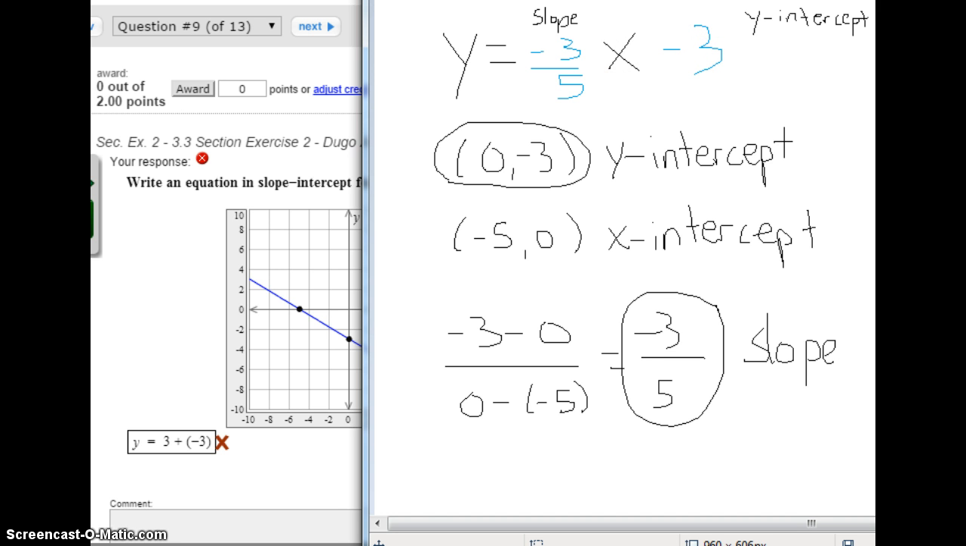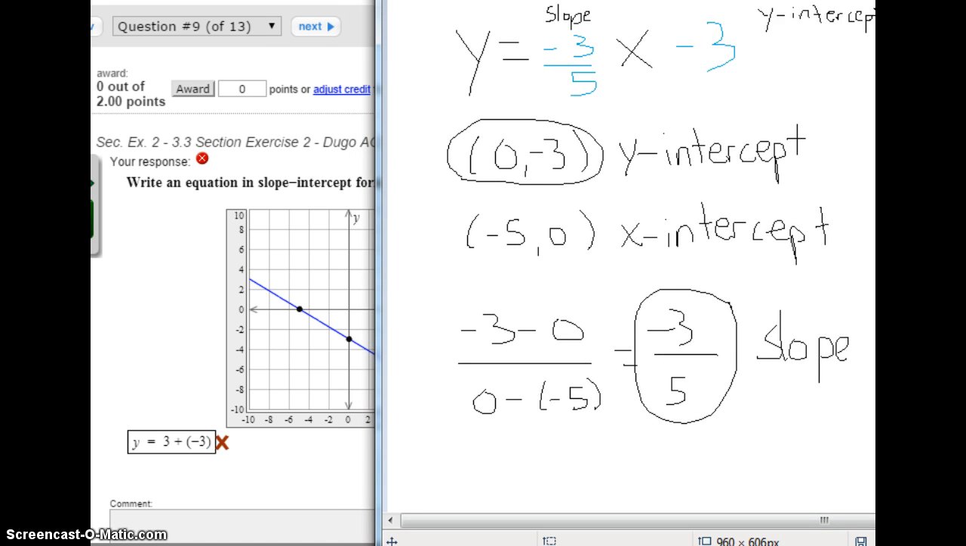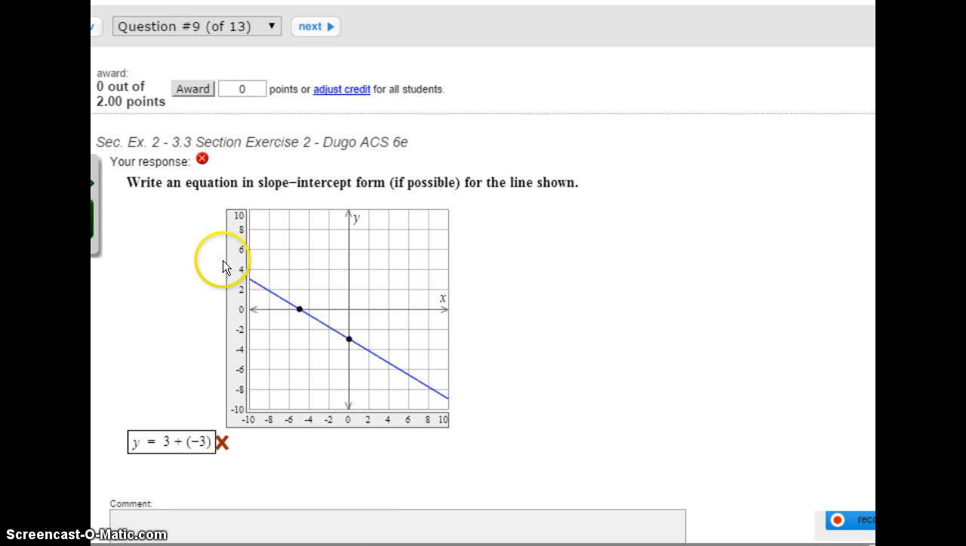One thing I want to mention, looking at these two problems, you'll notice if the slope is negative, so the number in front of x is negative, the line will be going downhill. If you're looking at it from left to right, you're going down.